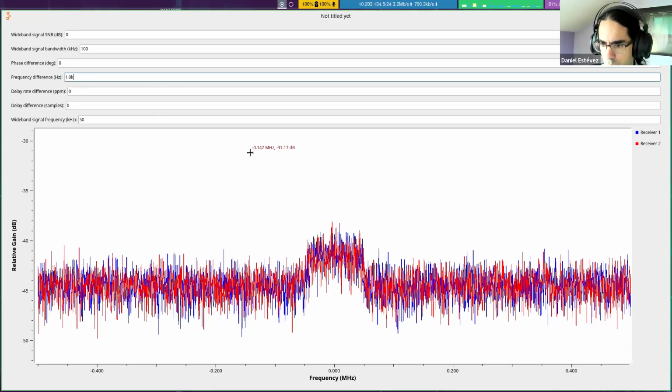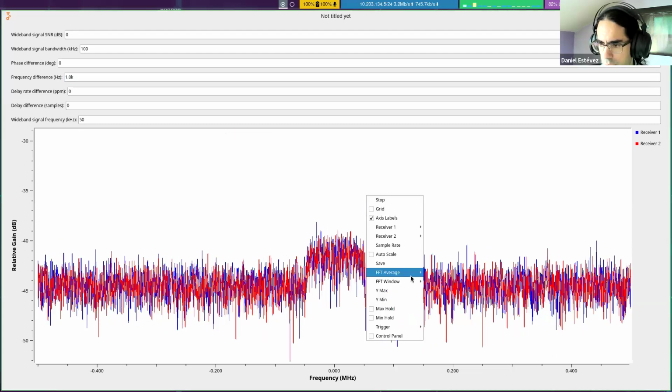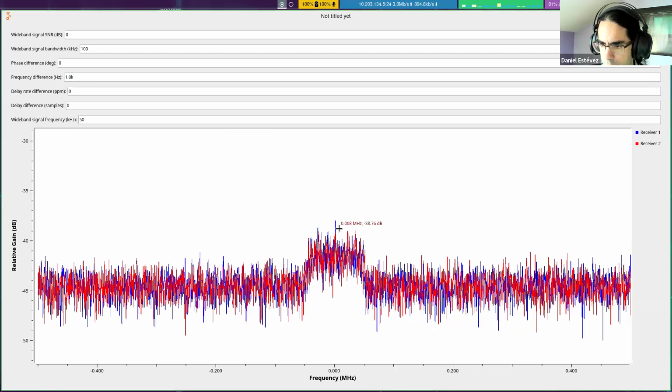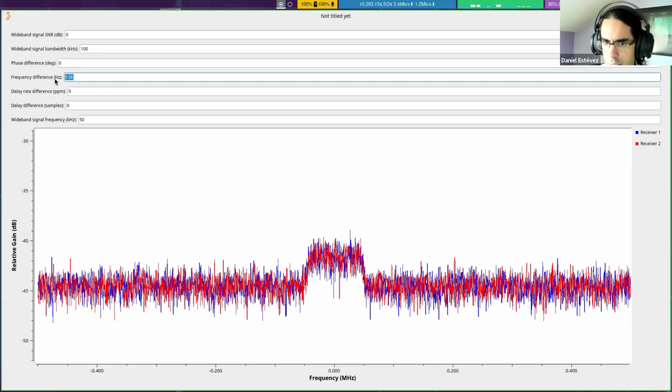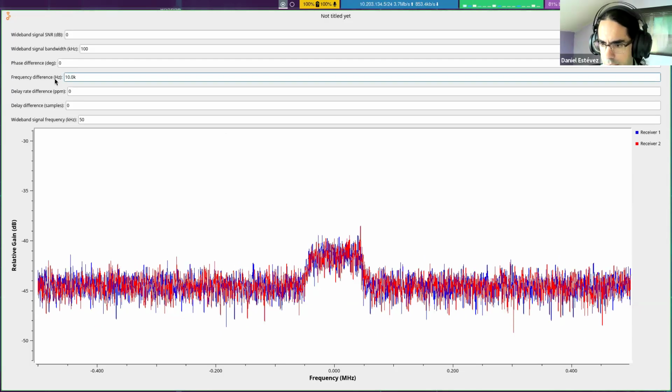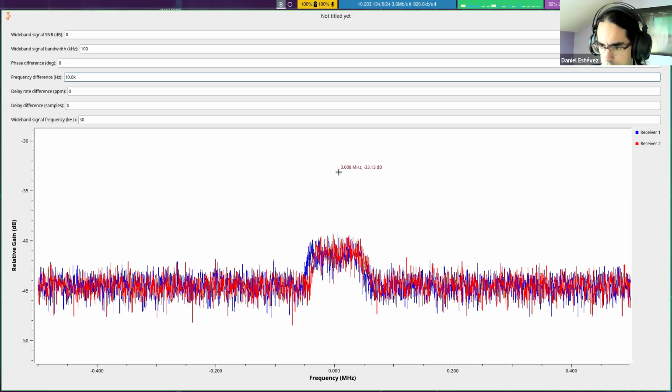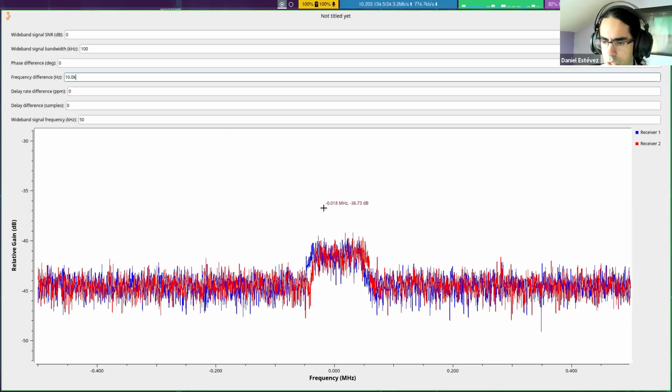Maybe is 1 kilohertz enough? I don't know. Maybe let's try an average to see. You can see this better. Maybe let's try 10 kilohertz. Yeah, so we can see it.